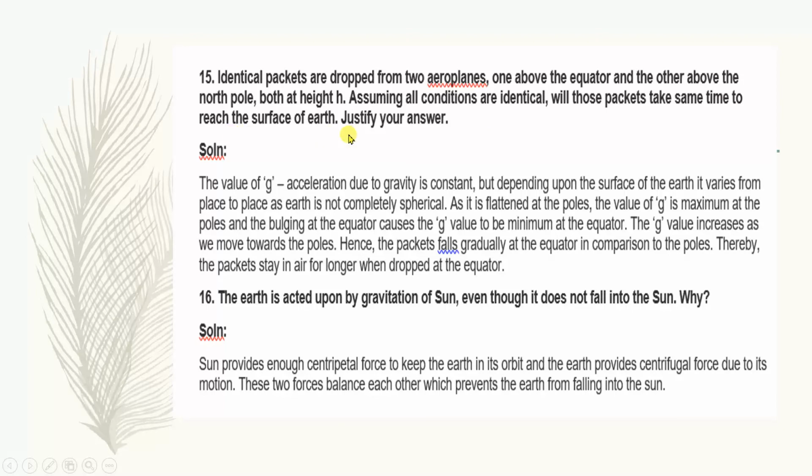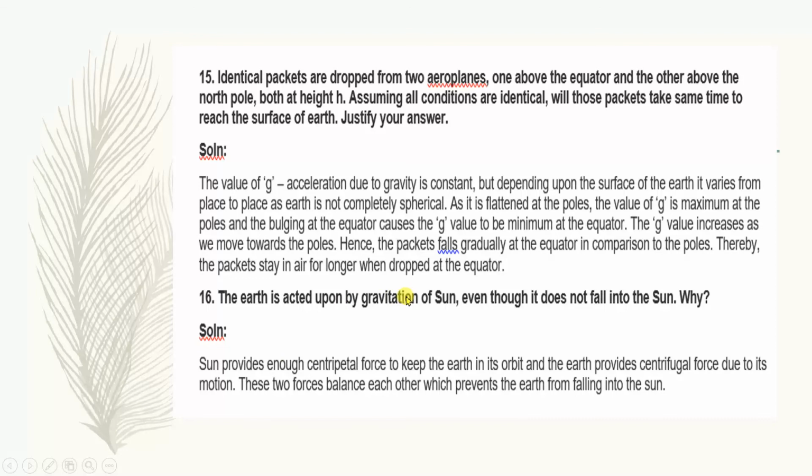Yes, remember that point about the radius. Radius at the equator is more than the radius at the pole by 21 kilometers. So what will happen? The value of g will change. So acceleration value no doubt is constant, but it depends upon the radius also. Since earth is not completely spherical, it is flattened at the pole, so g is more at the pole than at the equator. So because g is more at the pole, the packet will reach the pole first and then it will reach the equator. So the packet will stay in the air for longer when dropped at the equator.